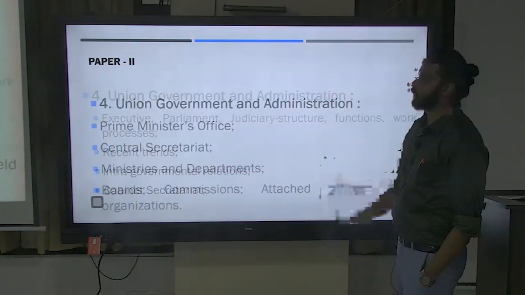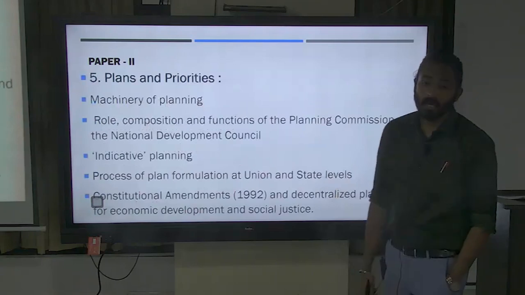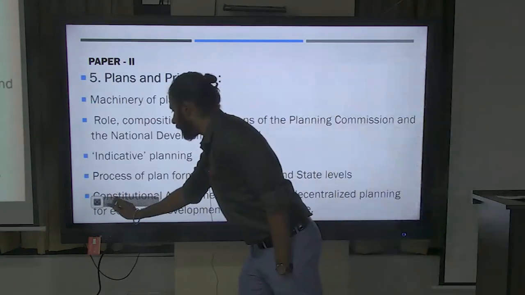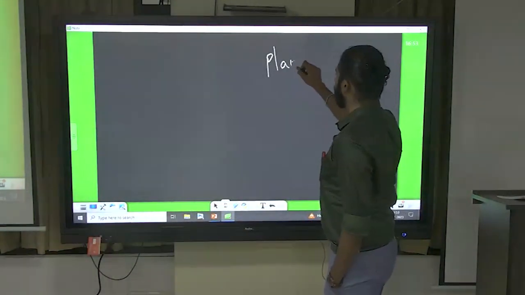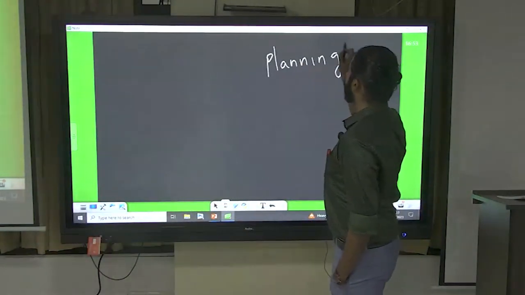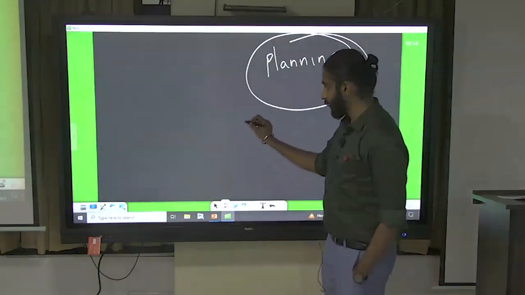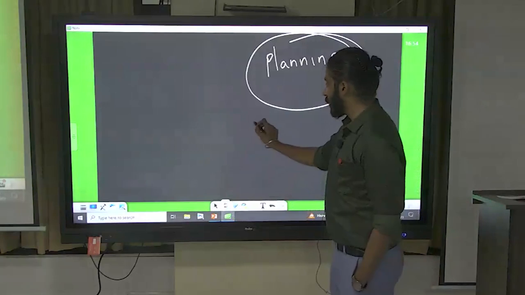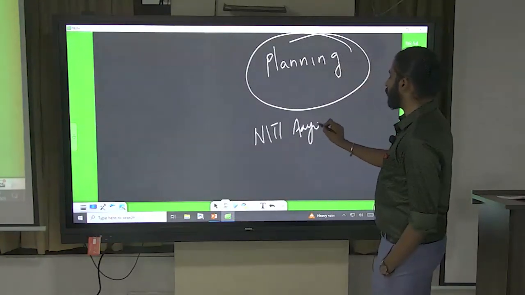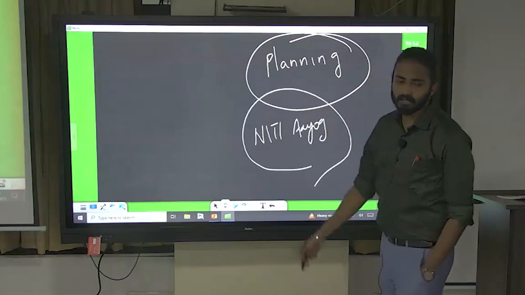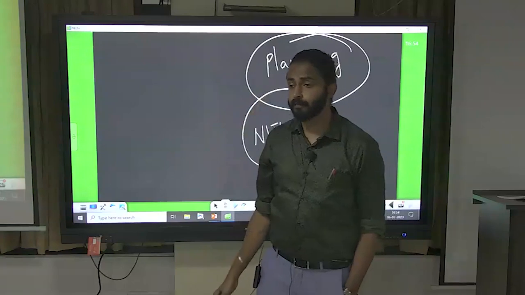Anyway, the 4th chapter is Union Government, PMO, Central Secretariat, etc. The 5th chapter is planning. One major function you do is planning. Which is the most important planning body of India? Earlier it was the Planning Commission. Now Chapter 5 is nothing but Niti Aayog. When was Niti Aayog formed?